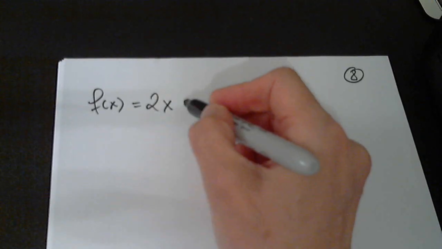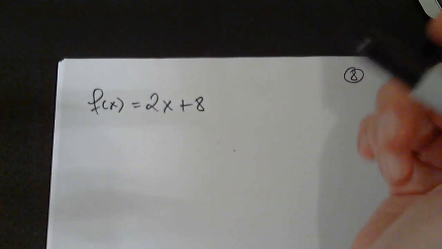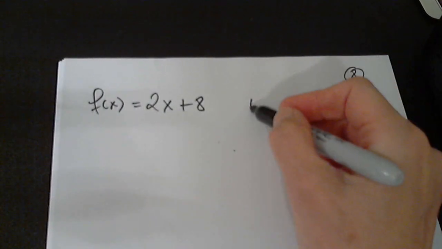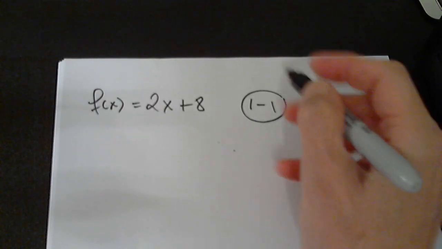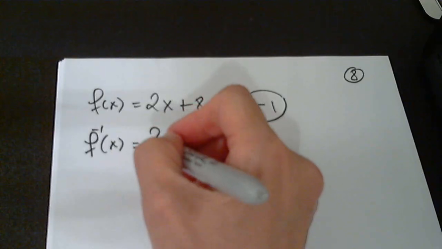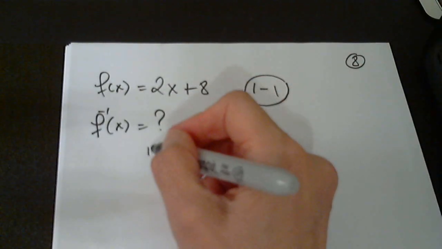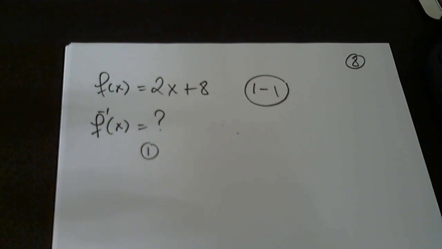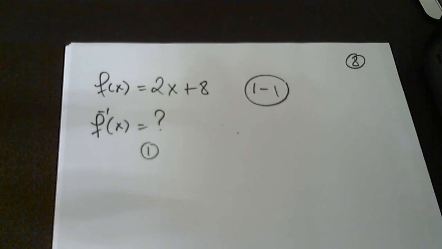I'm going to say at least 2x plus 8. Or minus 8, it doesn't matter. Good. This is a one-to-one function. Therefore, we're asked to find its inverse. Four-step procedure. What is the first step? I'm asked to find the inverse of this function. What is the first step towards finding the inverse?